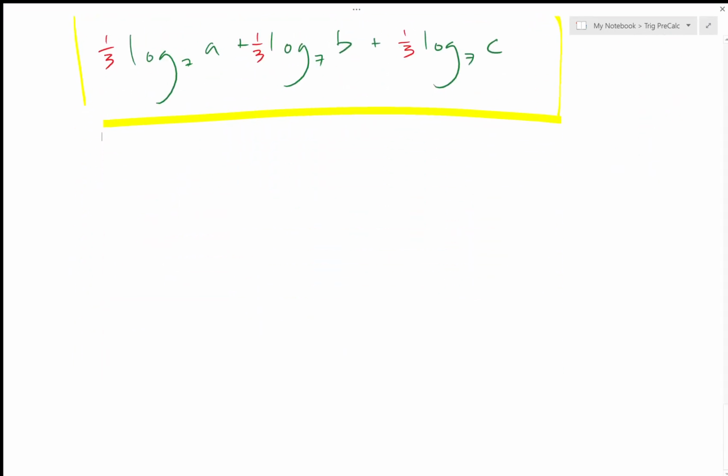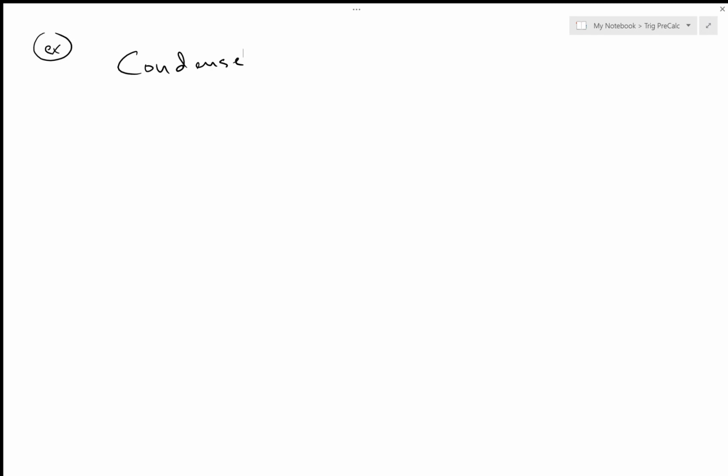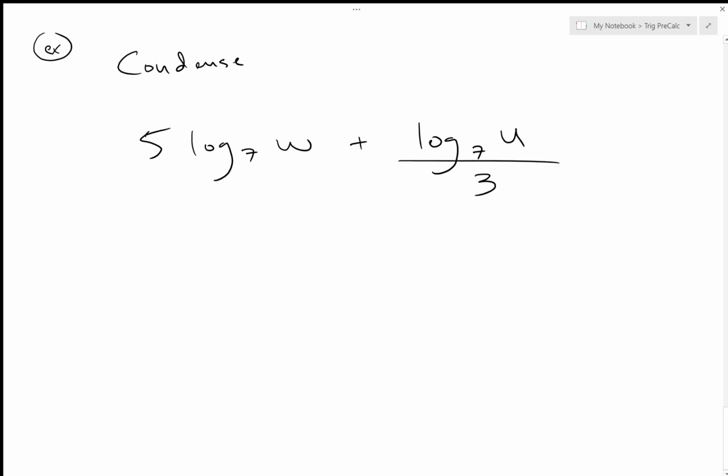Alright, so let's take a look at a couple condense problems. So we're going to go ahead and condense these down. So in order to condense, they'll give us multiple logs. We need to condense it down into 1 log term. There can only be 1 log in the end. So we've got 5 log base 7 w plus log base 7 u over 3. So we kind of think back to the things we just did and reapply them backwards.